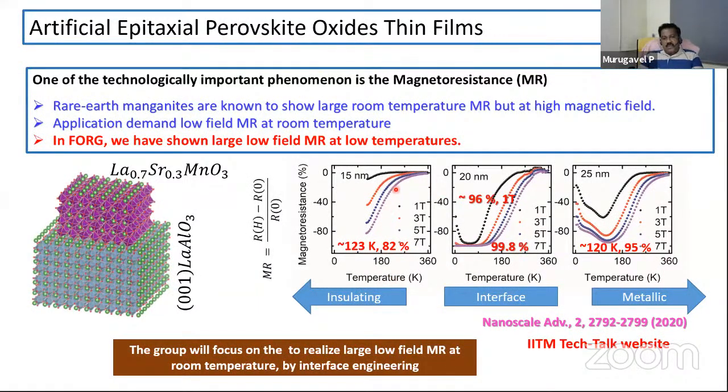Another aspect of our research in the group is that magnetoresistance is also a technologically important phenomenon. Some of the rare earth magnets are known to show a large magnetoresistance, but at very high magnetic field. If you want applications of this magnetoresistance, you need a large magnetoresistance at low field and at low temperature. Recently, Dr. Prahlad Pradhan has seen a low field magnetoresistance by depositing an LSMO film on a LaO2 substrate, where you could see a large magnetoresistance at low field, about a Tesla, but at low temperature. If you want to realize it in applications, this effect has to be shifted towards room temperature, and he is planning to do research towards this aspect.